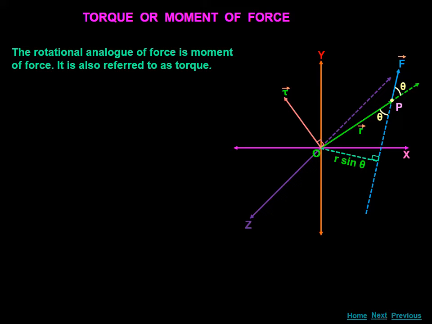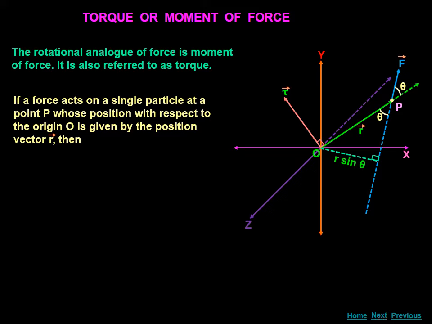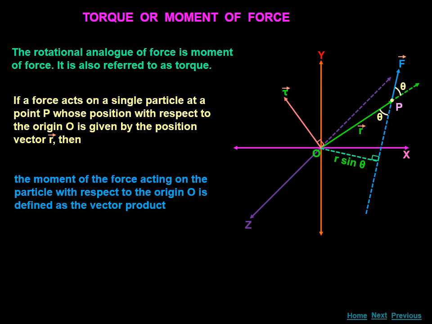So the rotational analog of force is moment of force, and it is also referred to as torque. So if a force acts on a single particle at a point whose position with respect to origin O is given by position vector r vector, then the moment of force acting on the particle with respect to the origin O is defined as vector product, and this vector product is torque vector equals r vector cross F vector.